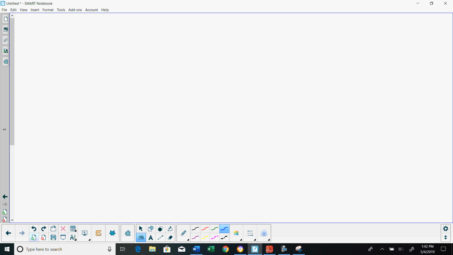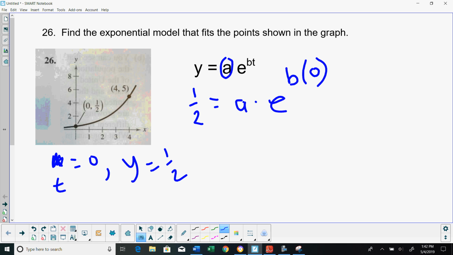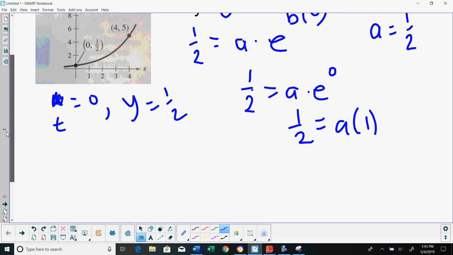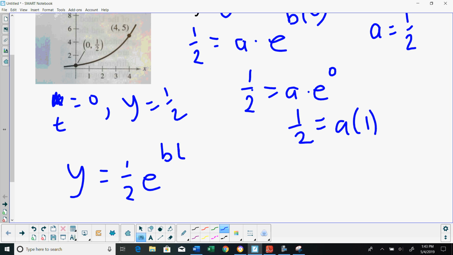And so in this case, b times 0 is just 0, so I get 1/2 equals a times e raised to the 0 power. And anything to the 0 is equal to 1, so that tells me that I get 1/2 equaling a times 1. So now I know that a is equal to 1/2, right? A times 1 is equal to 1/2, so I get a equals 1/2. All right, so far I think we can write our model as y equals 1/2 e raised to the bt. So we found a, but we still need to find b.